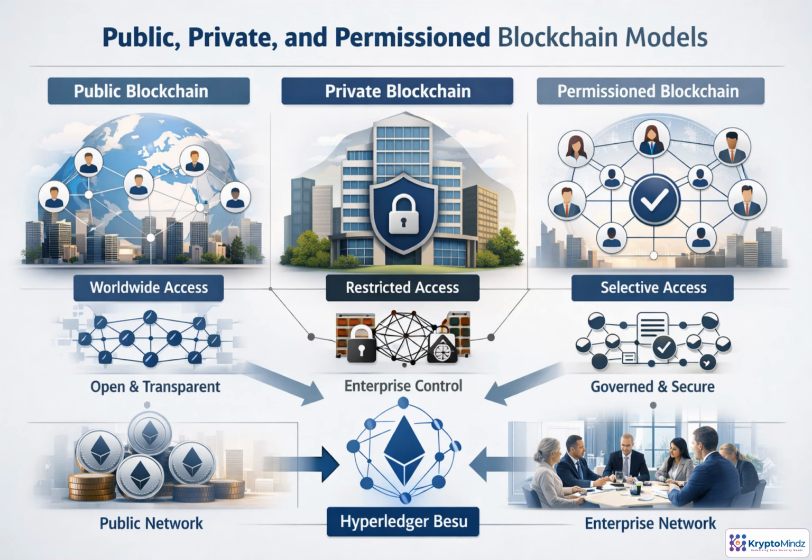Blockchain networks differ mainly in who can join, who governs them, and how visible their activity is. Public, private, and permissioned models each solve different trust problems. In this module, we'll see how Hyperledger Besu supports these choices across Ethereum-compatible environments.